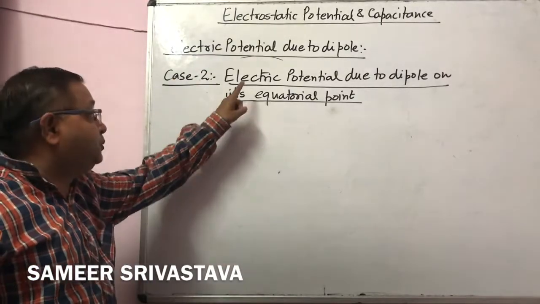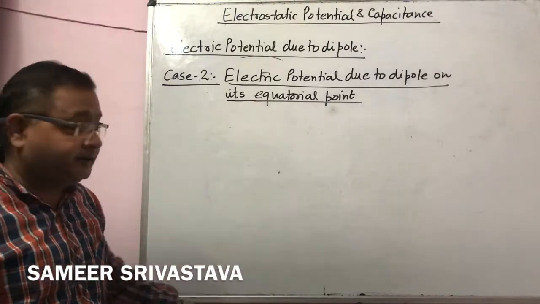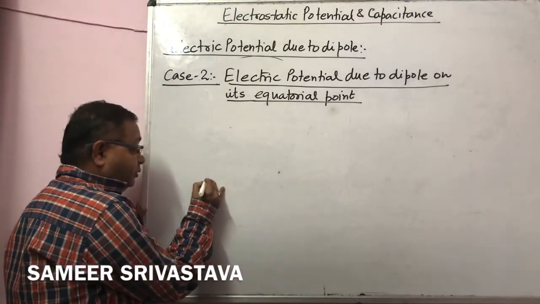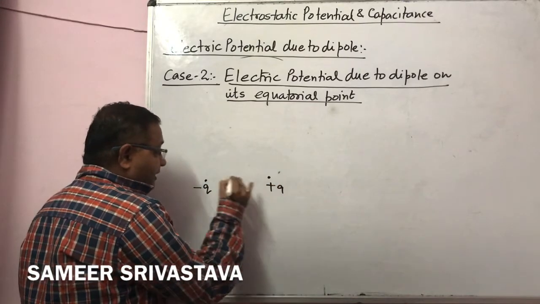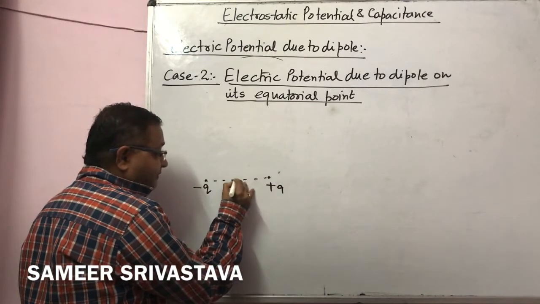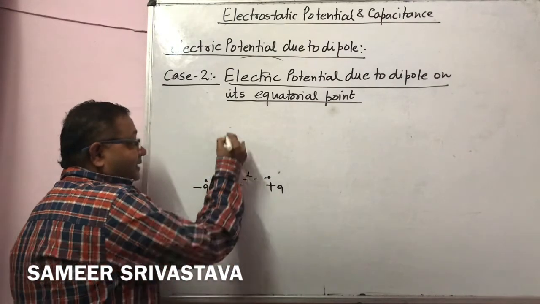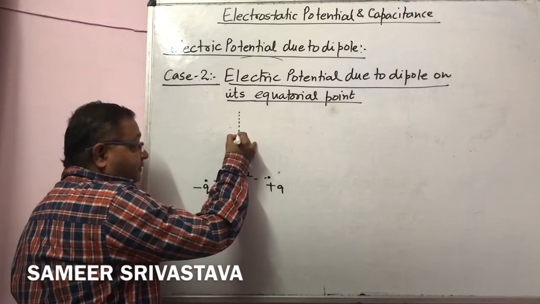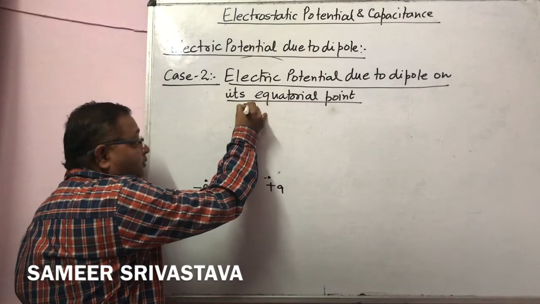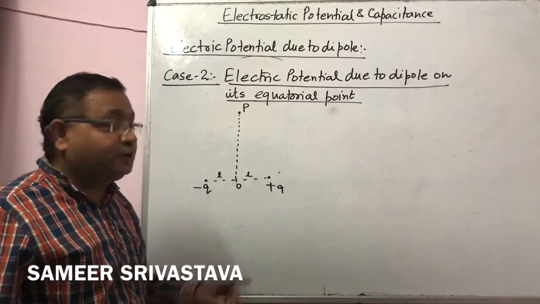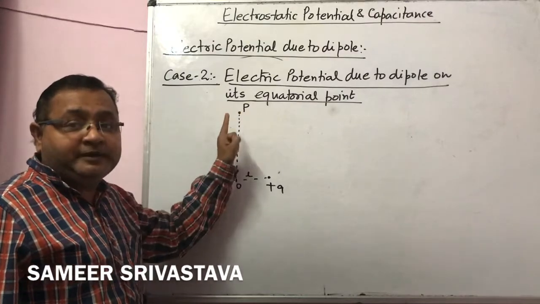Now for case 2, electric potential due to dipole on its equatorial point. Again, I take a dipole with charges minus q and plus q having a total distance 2l. If this is the center of the dipole, this distance is l and l. For the equatorial point, we take a point normal to the dipole from its center.